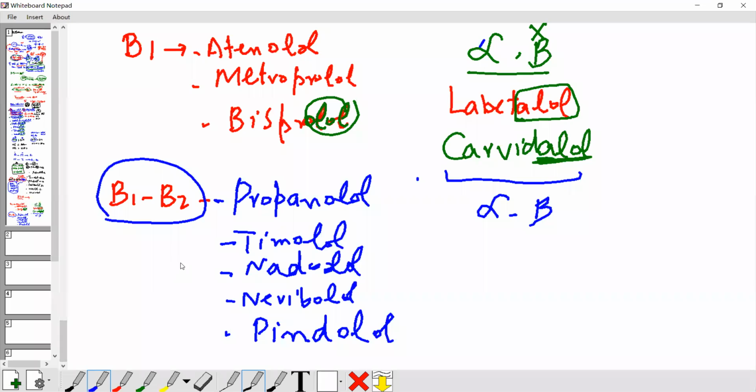Any problem with the classification? No problem. Okay. Now, selective beta blocker.